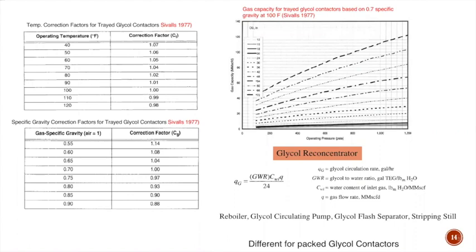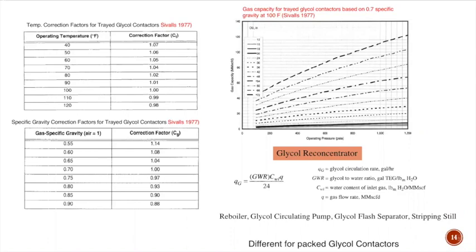So you have the glycol pump system, you have the flash separator, you have the reboiler, and you have the stripping column, right? So all these are design parameters or design considerations for the glycol reconcentrator. Everything is clubbed here: reboiler, glycol circulating pump, glycol flash separator, stripping still.